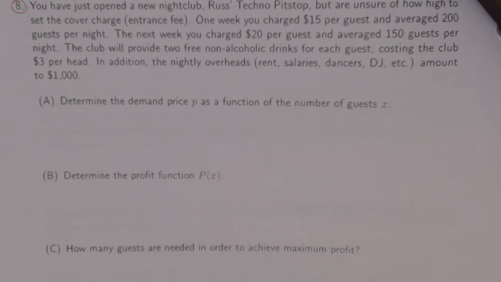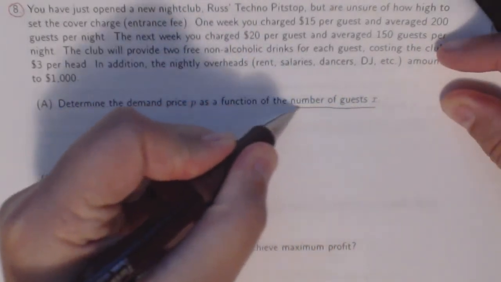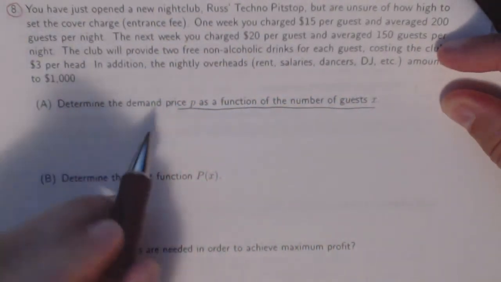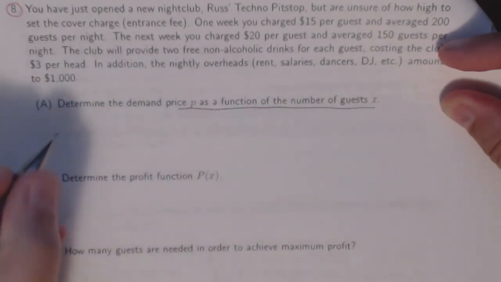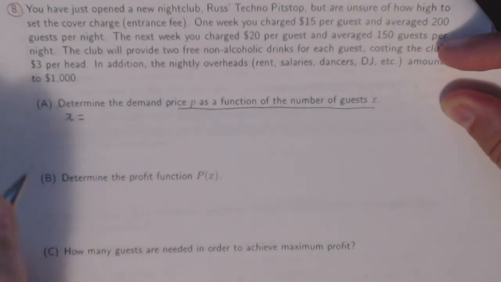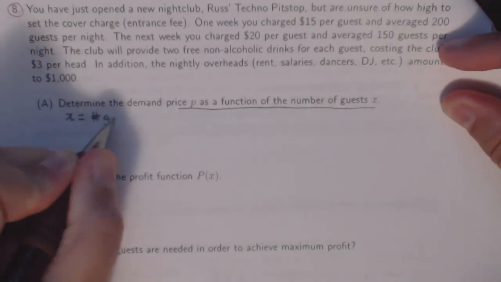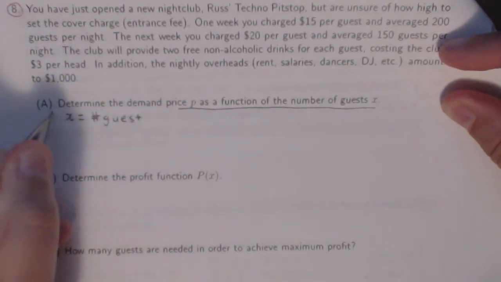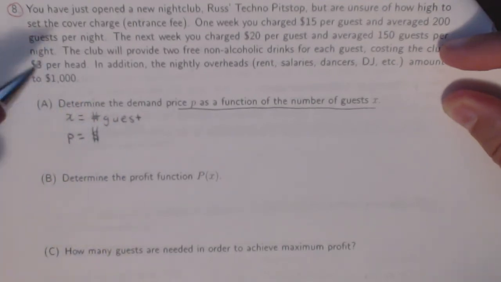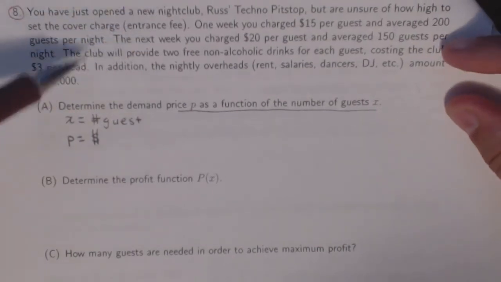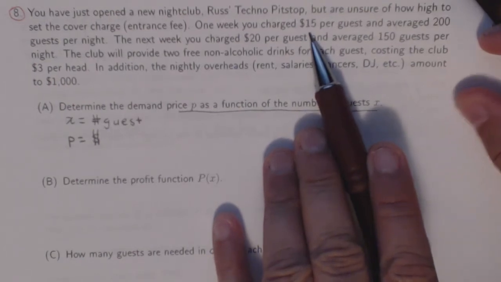Question A, we have to start there. It says determine the demand price as a function of the number of guests. Now this is really important because I'm telling you to create a function, a demand price P, as a function of the number of guests. What that's saying is that I'm requiring you to let X be my input, and that X is the number of guests. And so for this demand price, the P is going to be my dependent variable, and that matters a great deal because you are going to write down ordered pairs, and they have to be in this order even though they are written out of order.